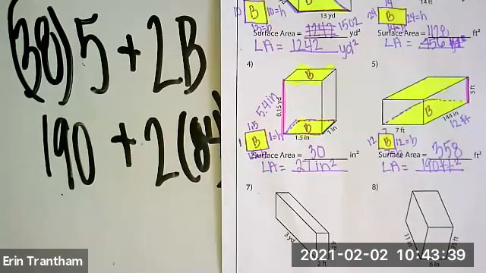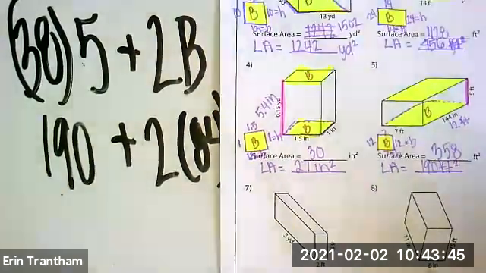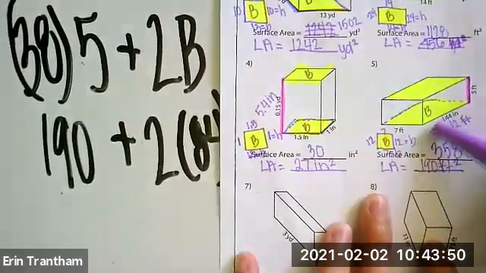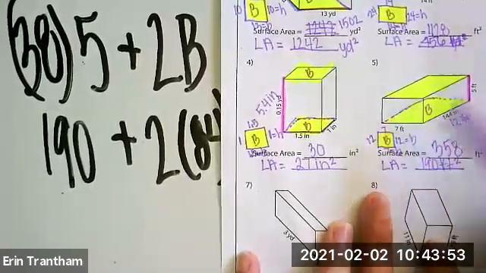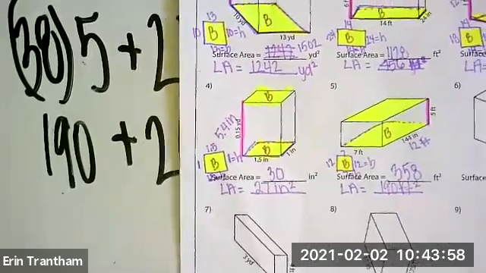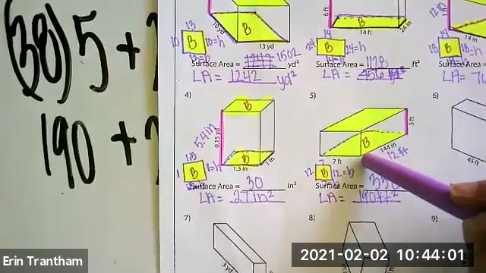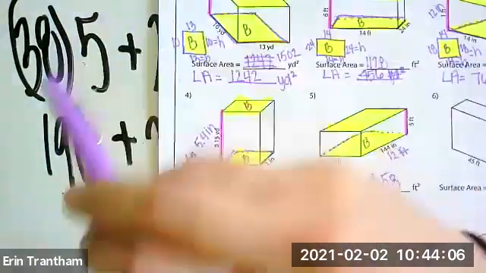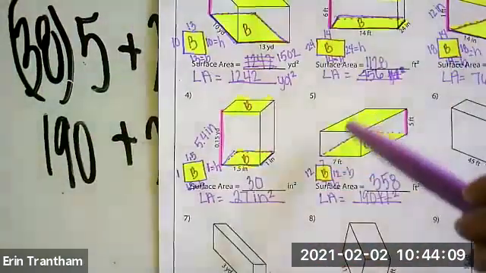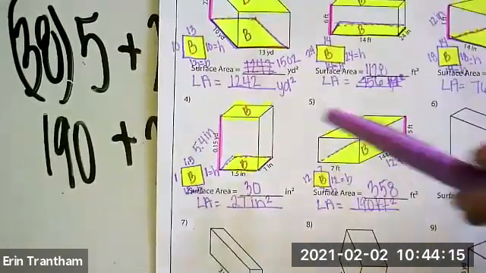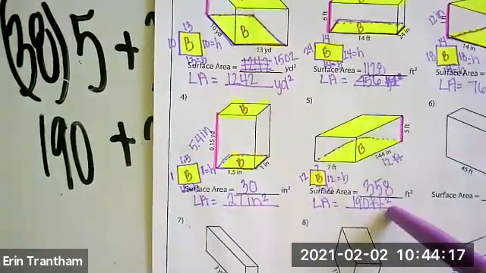So the first thing we did was draw our base. If this was 7, then this was 7. If this was 12, then this was 12. All right. So for the lateral surface area, it was the big P and H. The perimeter of the base was 38 by adding 12 plus 7 plus 12 plus 7. The height was 5. So 38 times 5 was 190, which was your lateral.